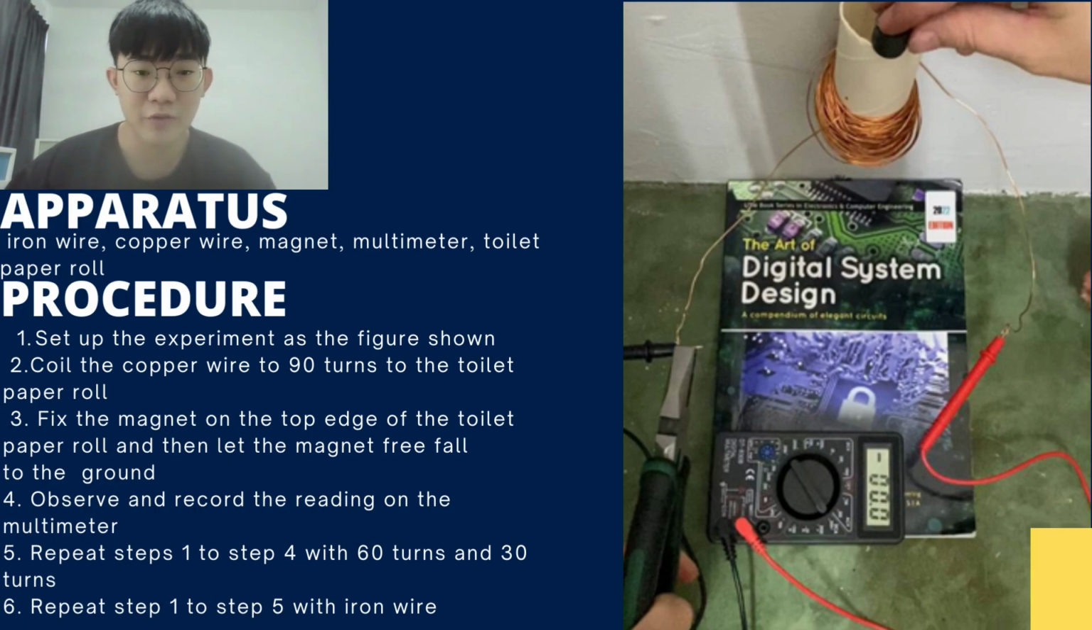After that, we observe and record the reading from the multimeter. Then we repeat step 1 to step 4 with 30 turns and 60 turns. After that, we repeat step 1 to step 5 with our iron wire, because the variables of our experiment are the number of turns of wire and the type of conducting material. Next, I'm going to show you how we can carry out the experiment.